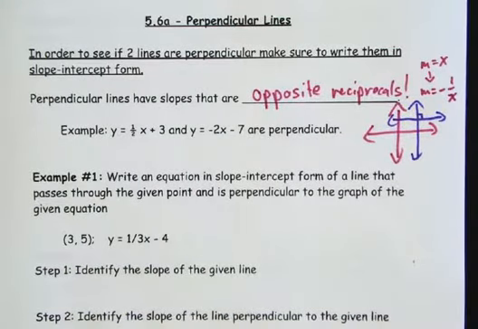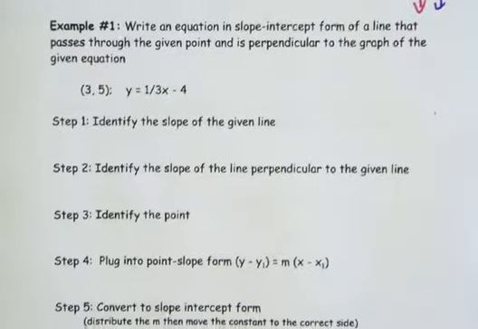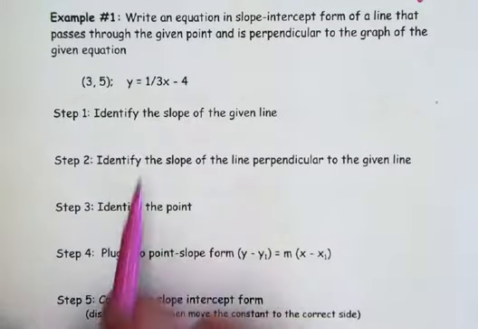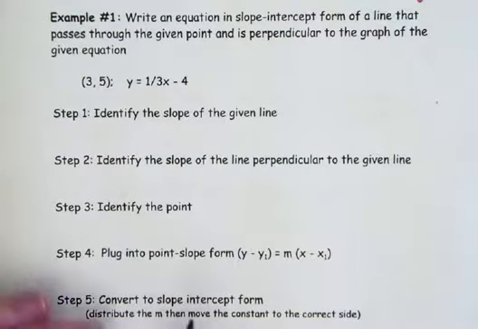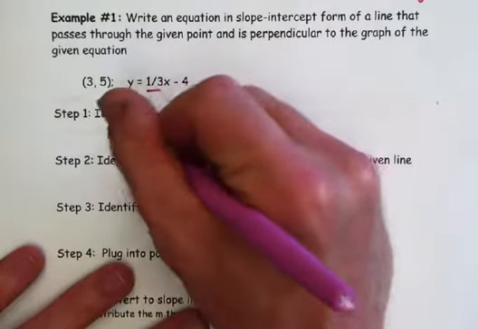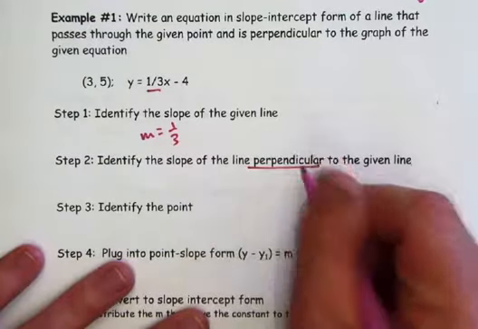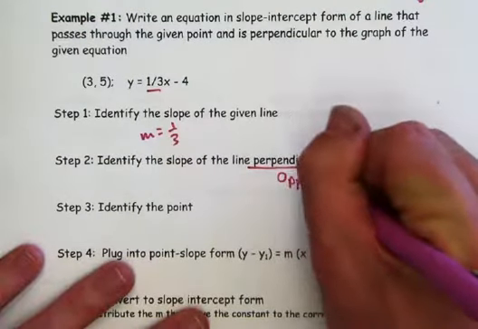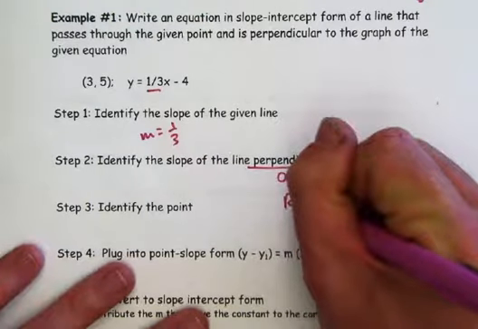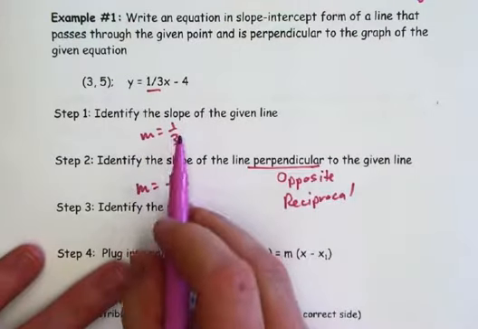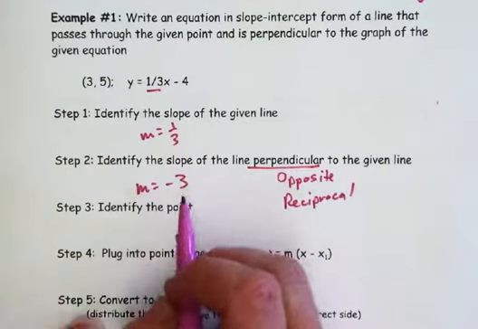So let's see how this plays out, just like we did with our parallel lines. Example 1 says, write an equation in slope-intercept form of a line that passes through the given point and is perpendicular to the graph of the given equation. (3, 5) is our point. y equals 1/3 x minus 4 is our line. So the slope of the original line is m equals 1/3. We need to find the slope of the perpendicular, so we need to find the opposite reciprocal. So m equals negative 3. The reciprocal of 1/3 is 3, positive, so it's going to become negative.